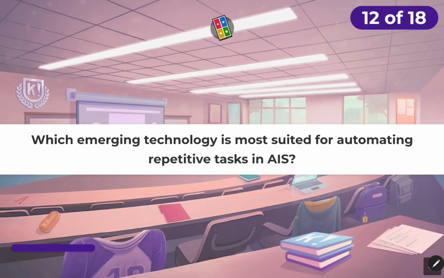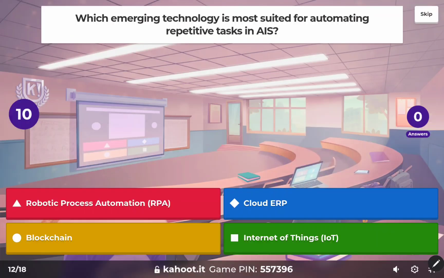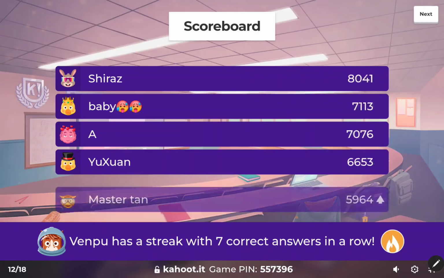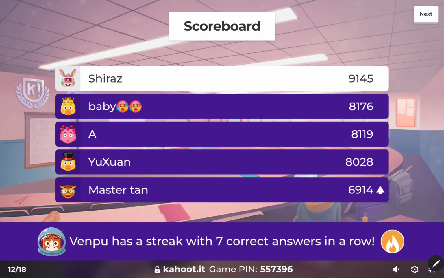Oh, double point. Which emerging technology is most suitable for automating repetitive tasks in AIS? Oh, okay. Who is Wenfu? Wenfu has a streak with 7 correct in a row. Okay, next.